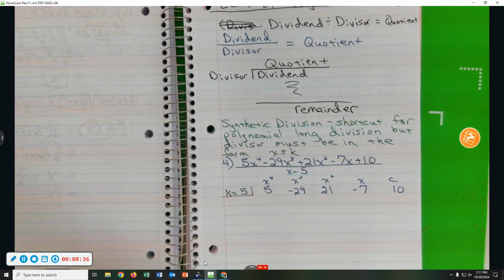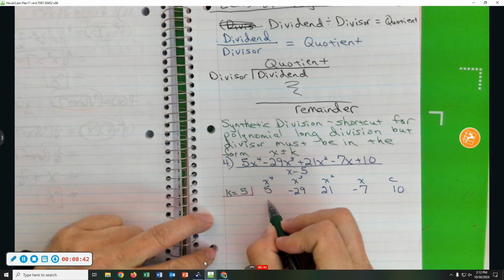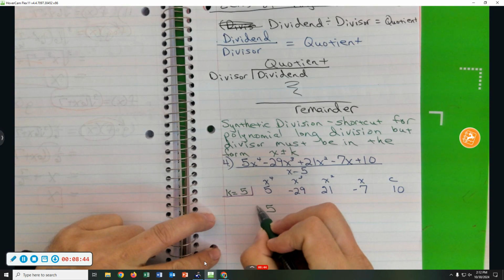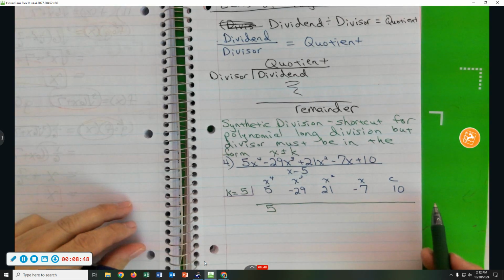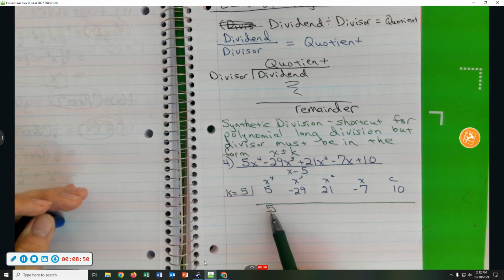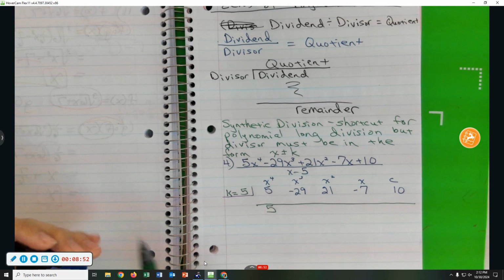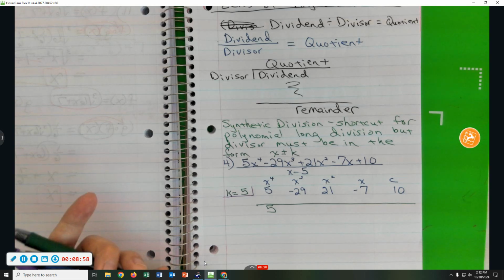To get the process started, whatever that leading coefficient is, you bring it down. So you skip a line. I'm going to draw a line here, okay? So I'm skipping a line. And underneath that line I just drew, I bring down the leading coefficient. We'll discuss why we do that in a moment. And then you get started.